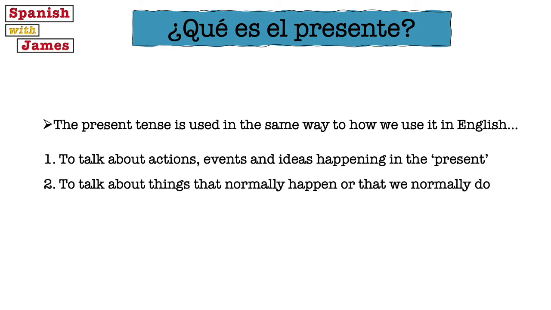And also to talk about things that normally happen or that we normally do. So they don't need to take place right now. If we use words like normally, or in Spanish, normalmente. For example, I could say, normally in the summer I go to the beach. That doesn't mean I'm going to the beach right now or that it's summer right now. But when we use the word normally or normalmente, we use the present tense. And that's the same in both English and Spanish.